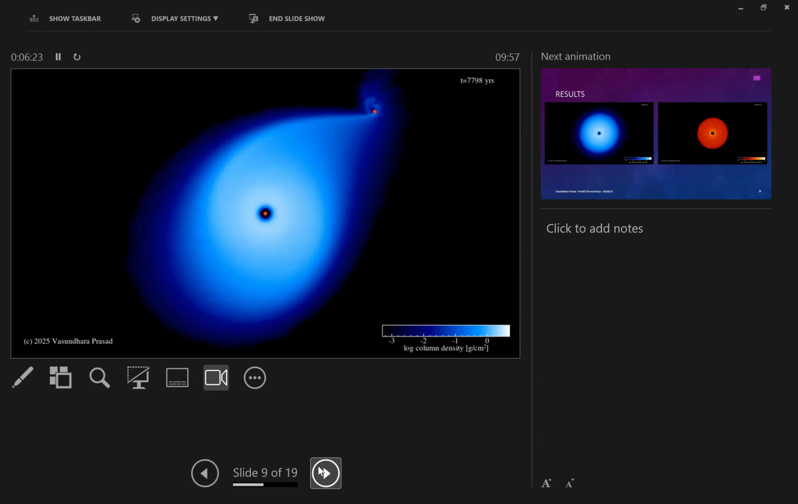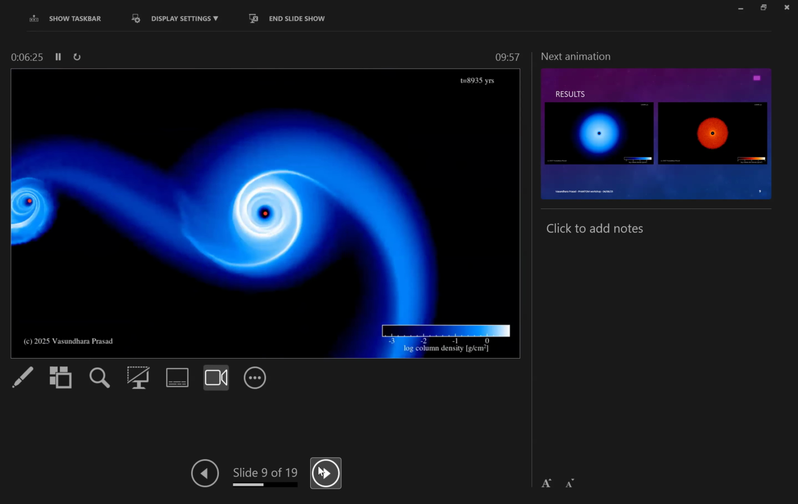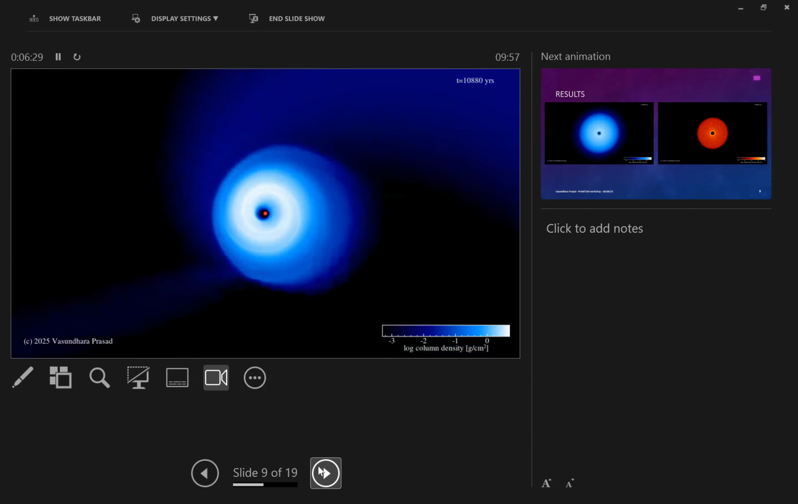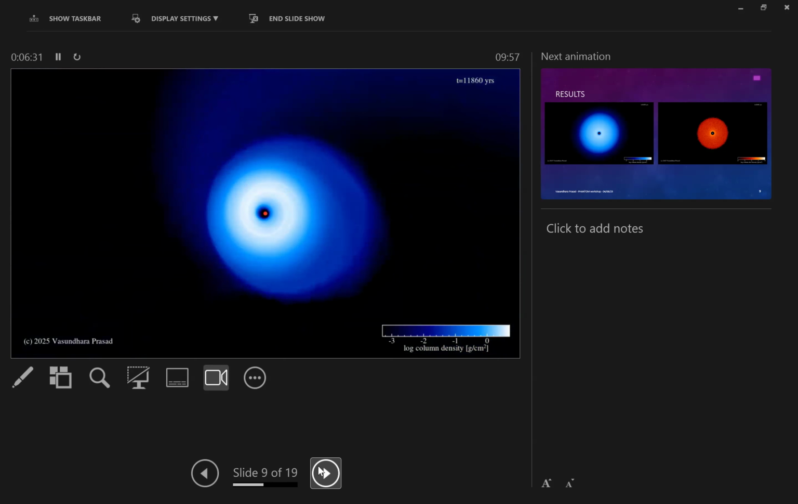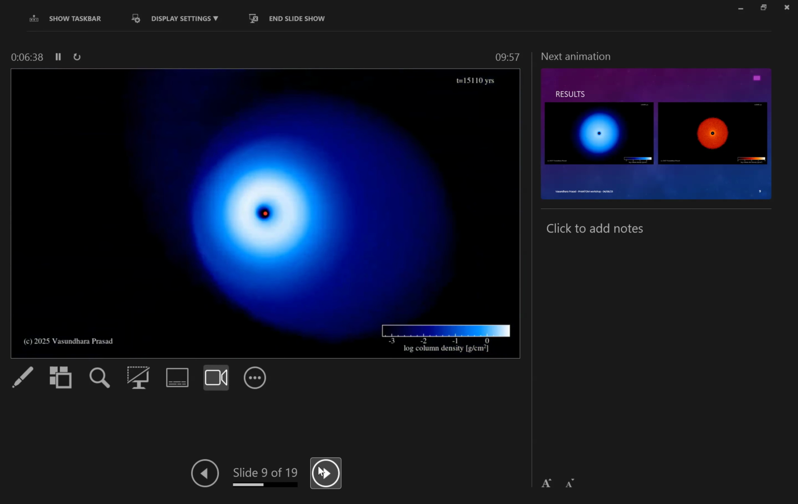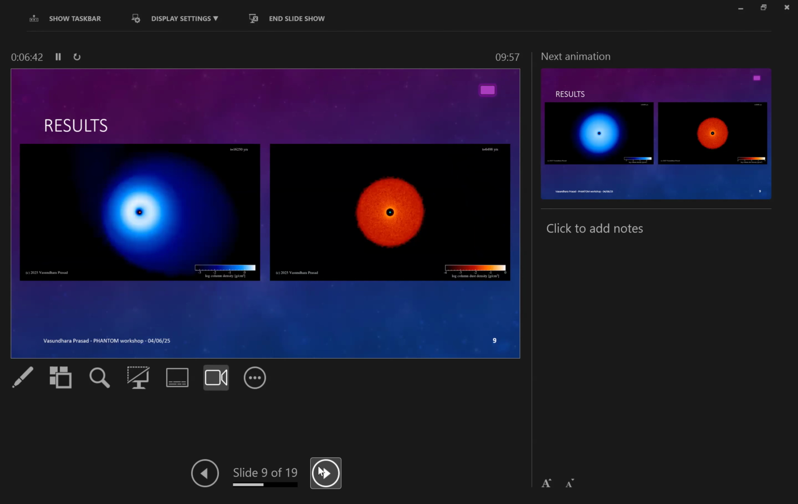So this is a prograde flyby, and here we're looking at the gas column density. You can see that perturber coming in, and it's inducing these beautiful spirals in the gas disk. And then over time, we see these spirals smooth out and start to dissipate. And so by about 7,000 years after the flyby, the gas disk has been truncated, but we're not seeing evidence of spirals for as long.